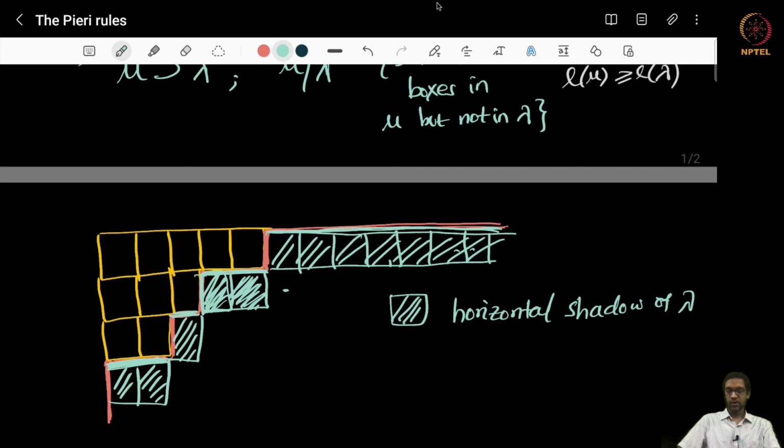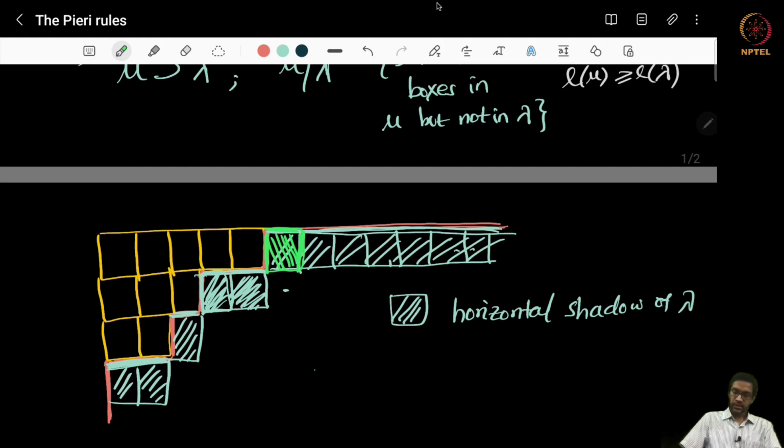Now similarly, one can talk about the vertical shadow, which is the set of cells which have at least one side in common with one of the vertical segments of the boundary. Let's see if we can draw it on the same one. So what's the vertical shadow? Here's one vertical segment. So this particular cell is also in the vertical shadow.